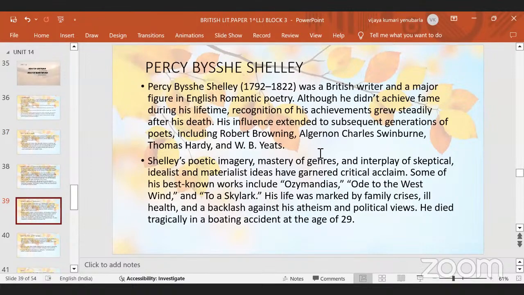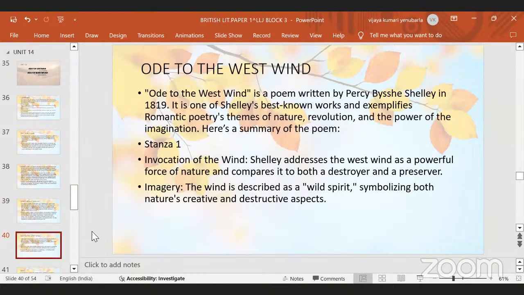Shelley's poetic imagery, mastery of genres, and interplay of skeptical, idealistic, and materialistic ideas have garnered critical acclaim. So he's a poetic critic also. Some of his best-known works include Ozymandias, Ode to the West Wind, and To a Skylark. His life was marked by family crisis, ill health, and a backlash against his atheism and political views. So he supported atheism, and obviously he faced many problems because of his political views. And he died tragically in a boating accident at the age of 29. He died very young.